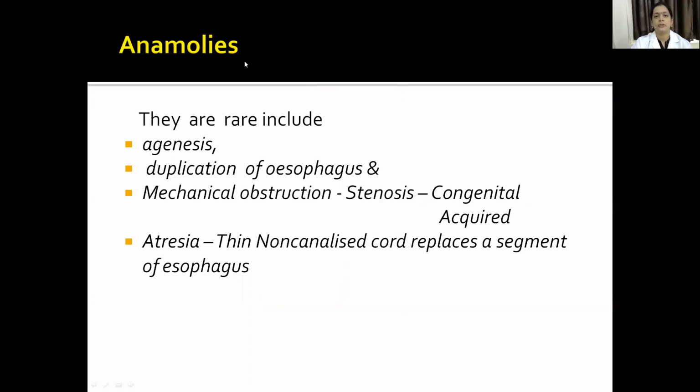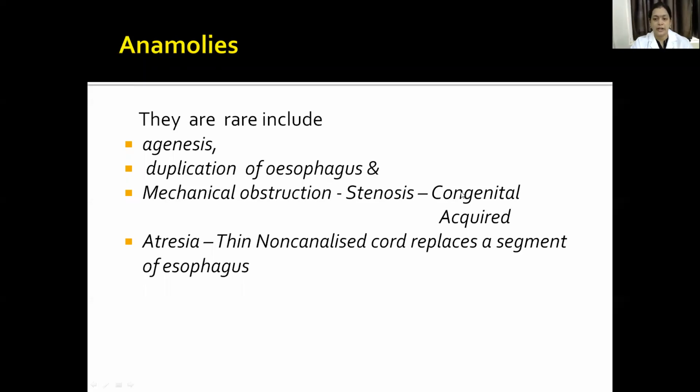So what are the anomalies? Now you know about the anatomy, histology, and topography of the esophagus. What are the anomalies that can occur congenitally? Agenesis is an absent esophagus. Duplication of the esophagus means two tubes are present instead of one. Then mechanical obstruction, such as stenosis, can be congenital or acquired.